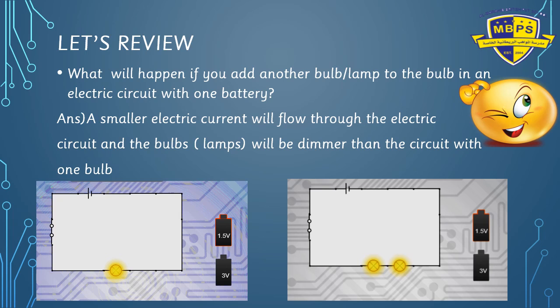A small electrical current, the bulbs are going to shine dimmer. The two lamps are going to be dimmer and the one lamp is going to be brighter. You're correct. One bulb is going to be brighter and the two bulbs are going to be dimmer because a small electrical current will flow through the circuit and the bulbs will be dimmer than the circuit with one bulb. Very good.